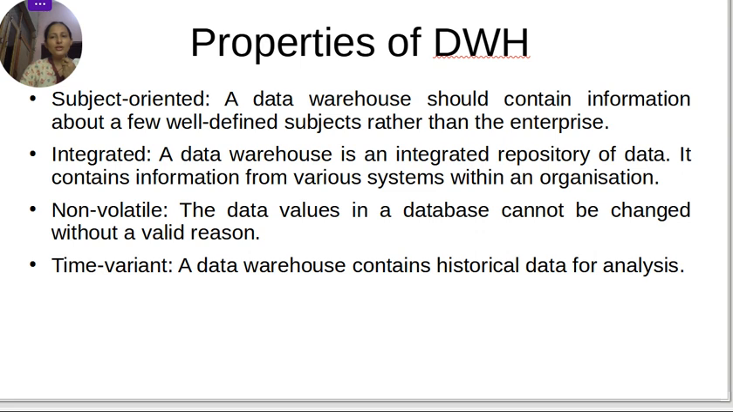It should be integrated. A data warehouse is an integrated repository. It contains information from various systems within an organization. A data warehouse can have sources from different places, but it is integrated data where we can access all the data from one place. Non-volatile. What is non-volatile? The data values in a database cannot be changed without a valid reason. We cannot change existing data without a legitimate reason.